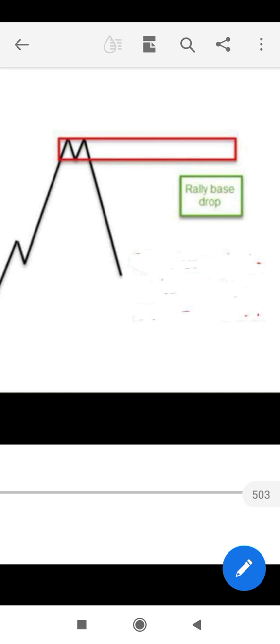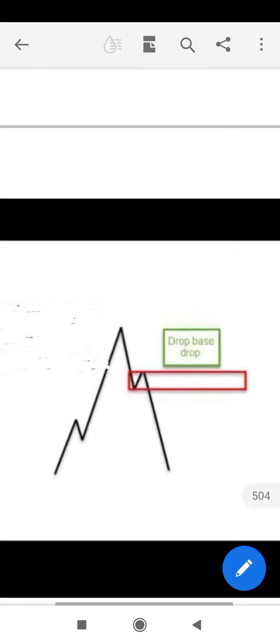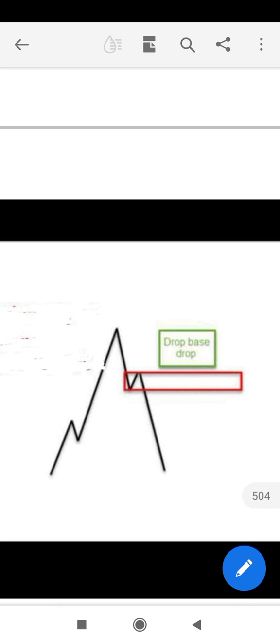Now let's look at the second point, drop base drop of the supply zone. The price drops, does not return to the initial point, retraces to some level, and then keeps dropping further. So that is the drop base drop of the supply zone. So that is it. As I told you, those 4 points, the drop base drop, rally base rally, and drop base rally, are just for theoretical reasons for you to know.